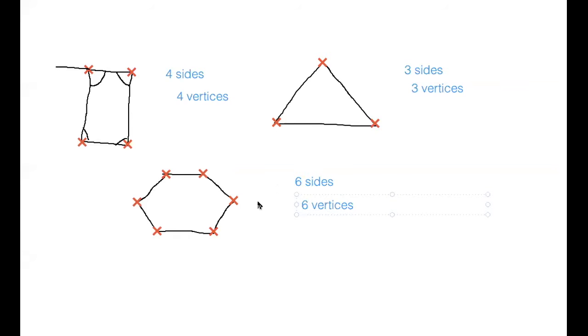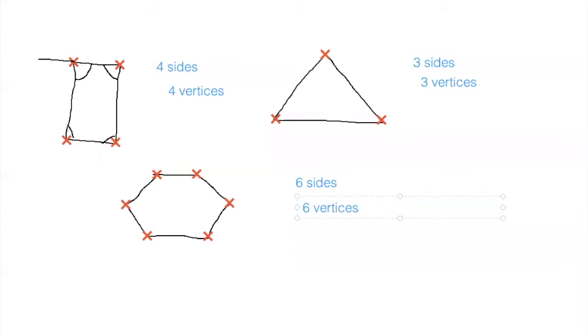Are you seeing a pattern here? Anybody, do you see a pattern? Yeah, typically on a 2D figure, the sides and the vertices are the same. If I have 10 sides, I'm going to have 10 vertices. So you have to remember that the sides and the vertices will have the same number.